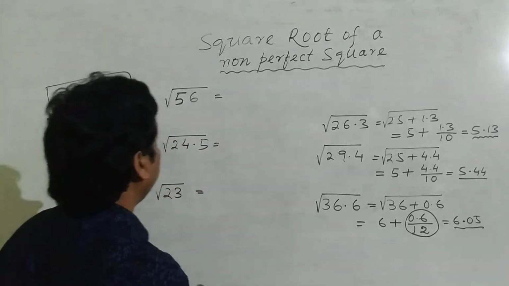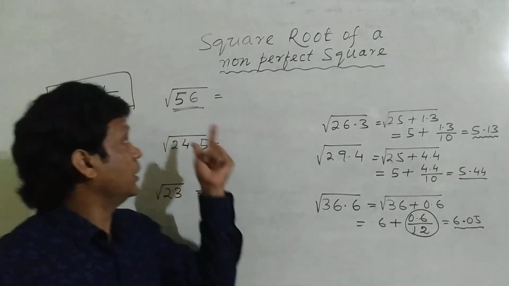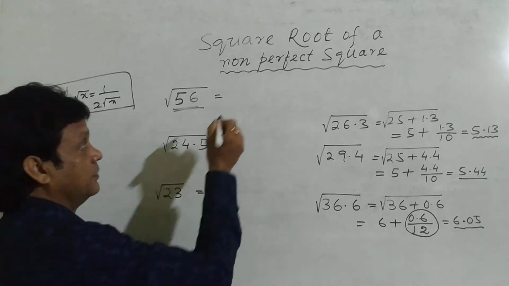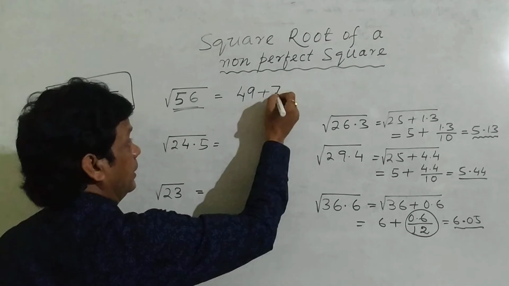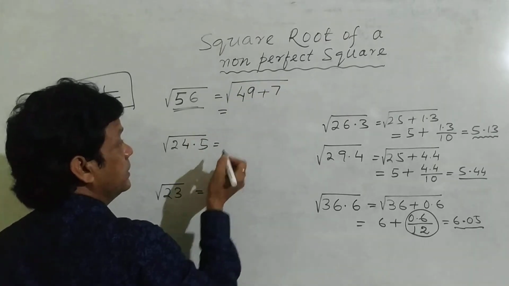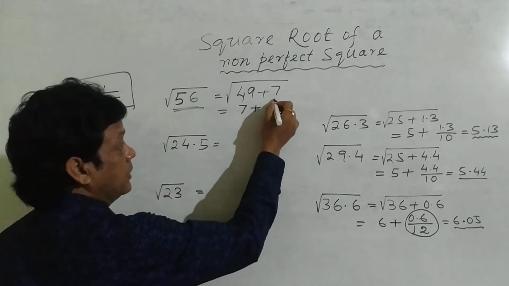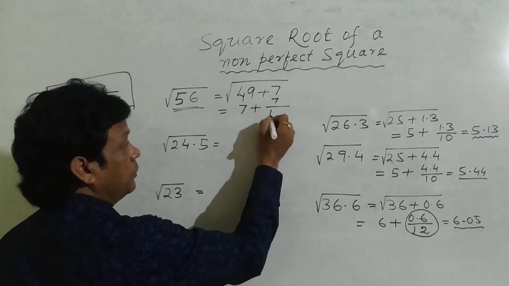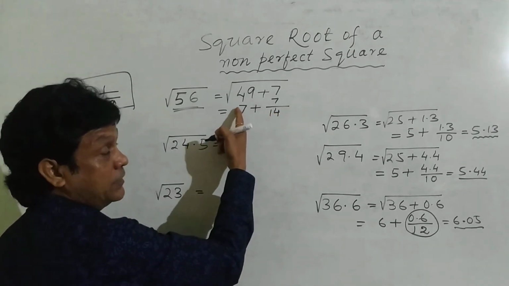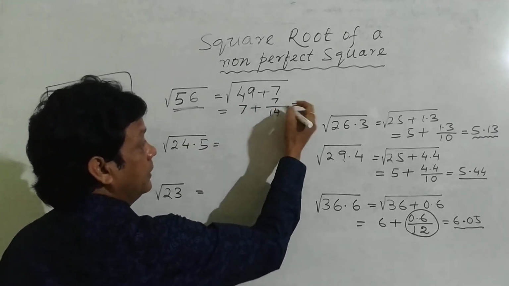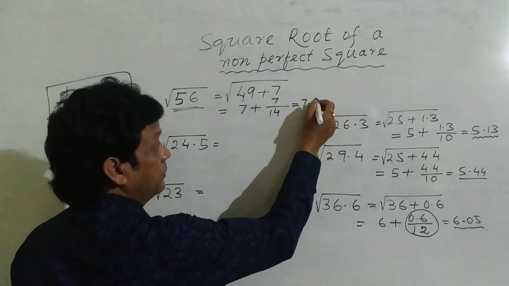See here, another question. And here 56 is there. Tell me a perfect square which is nearer to 56. It is 49. So 49 plus, square root of this one. See here, the square root of 49 is 7. Here it is plus sign. Then 7 divided by 7 into 2, that is 14, twice of this one. So I can write 7 by 14 is 1 by 2. 1 by 2 is 0.5. So 7.5 approximately.